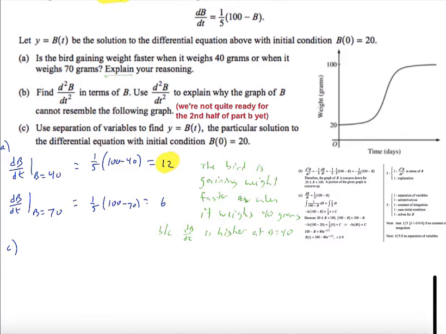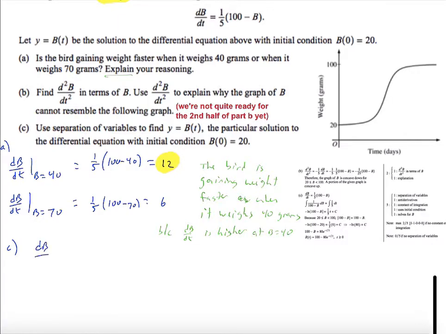Use separation of variables. That was very nice of them to tell you that. They won't always say that. Sometimes they'll expect you to know that on your own. To find y equals B of t, the particular solution to the differential equation with initial condition B of 0 equals 20. That sounds fancier than it really is. It's just saying solve the differential equation.